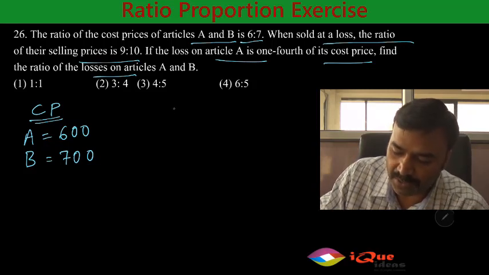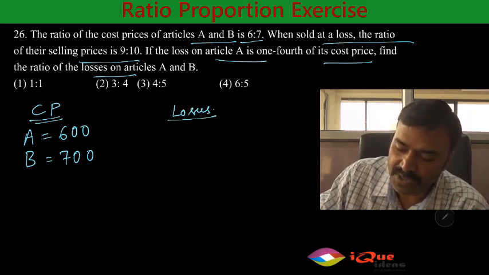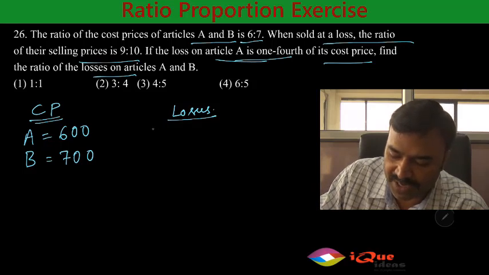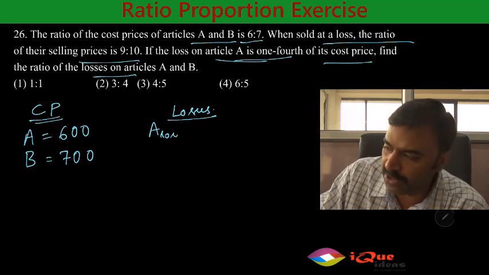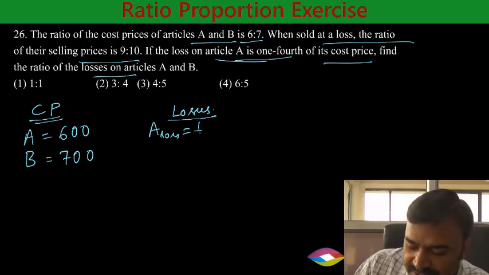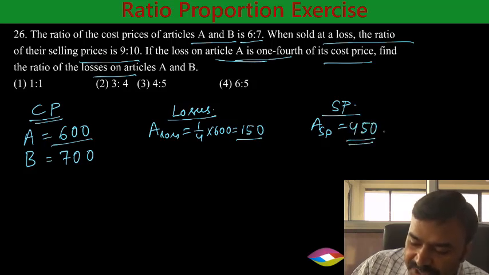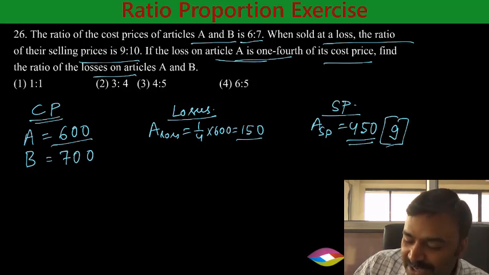Now let's look at the losses first. The losses are, on A it is 1/4. So on A loss would be equal to 1/4 of 600. So 1/4 of 600 is equal to 150. So selling price for A should be equal to 600 minus 150, that is 450. And this 450 corresponds to 9. And 9 times 50 is 450. So 10 must correspond to 500.